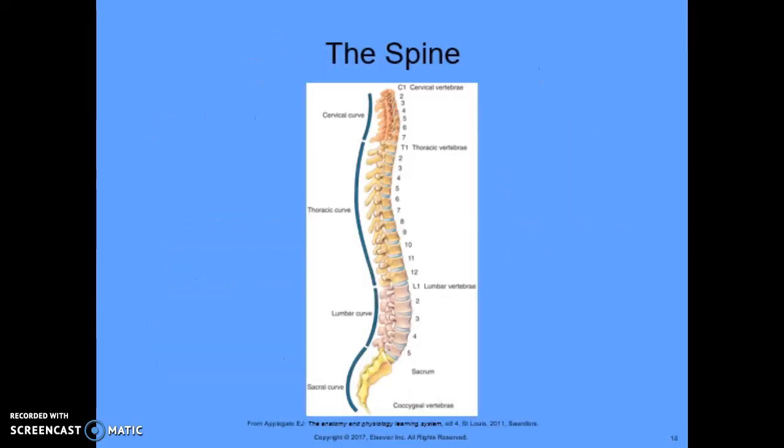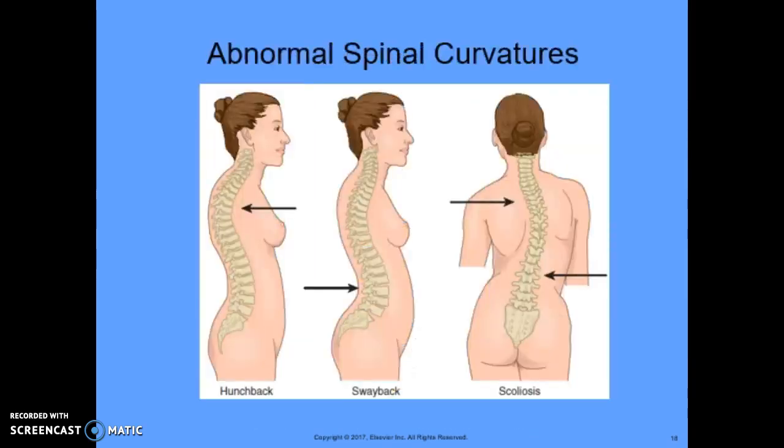Look at the spine here. So when the spine is viewed from a lateral position, you can see that there are 4 normal curves. What is scoliosis? I'm sure you have all heard of scoliosis, and you probably were screened for it in school. It's any abnormal deviation or curvature to the right or left. Okay, so that is what scoliosis is, and we're going to see some abnormal curvatures here.